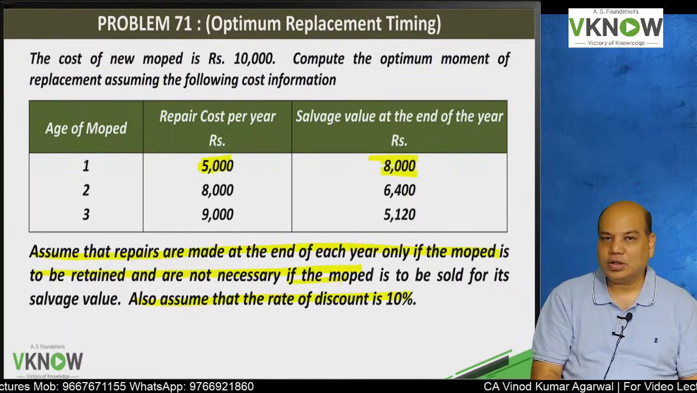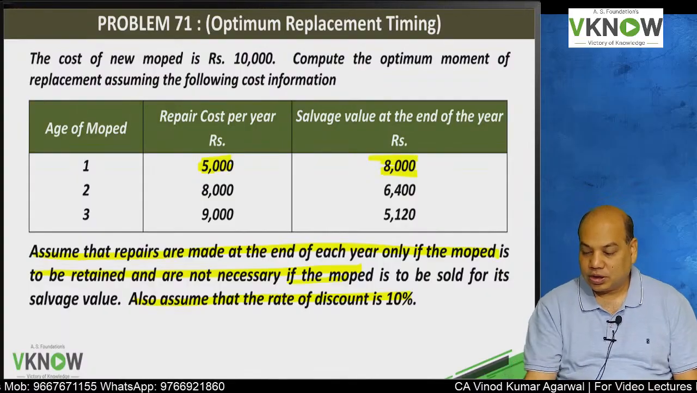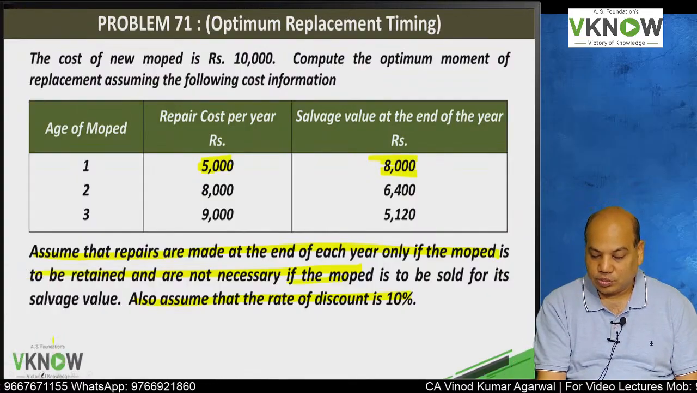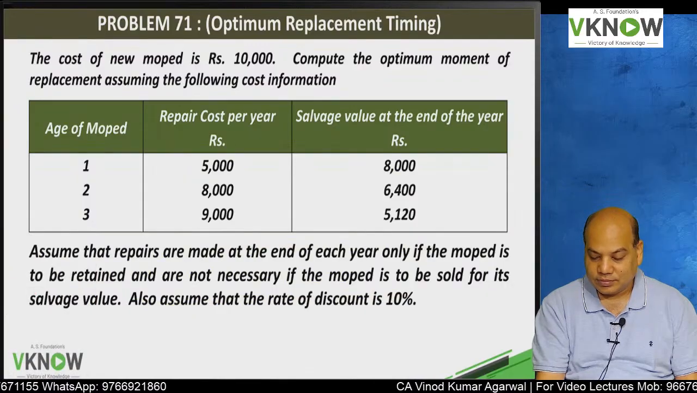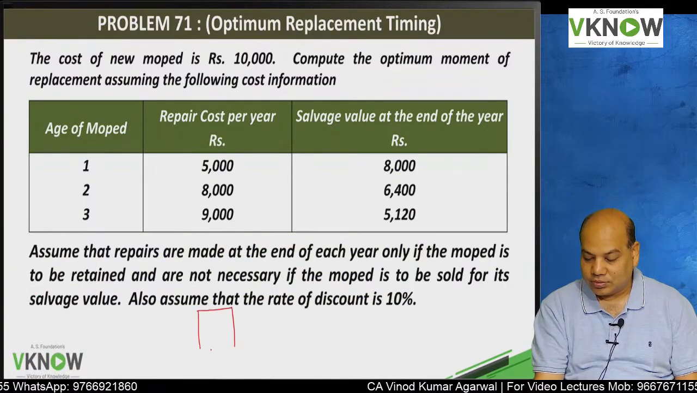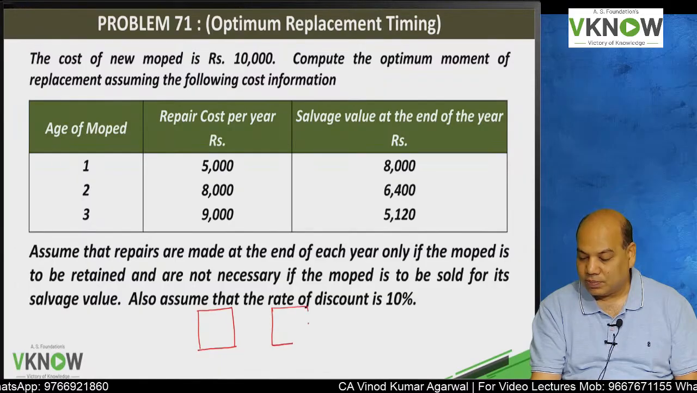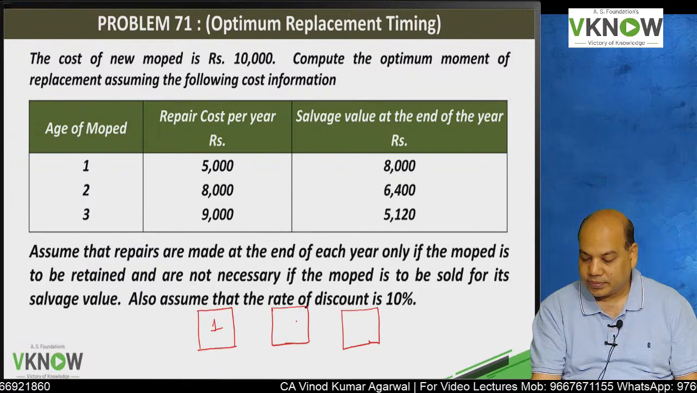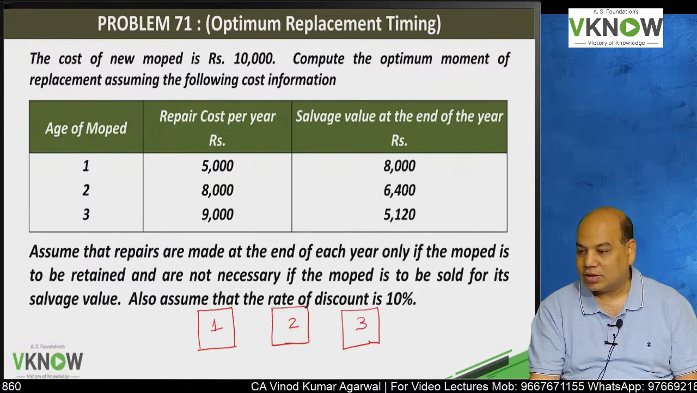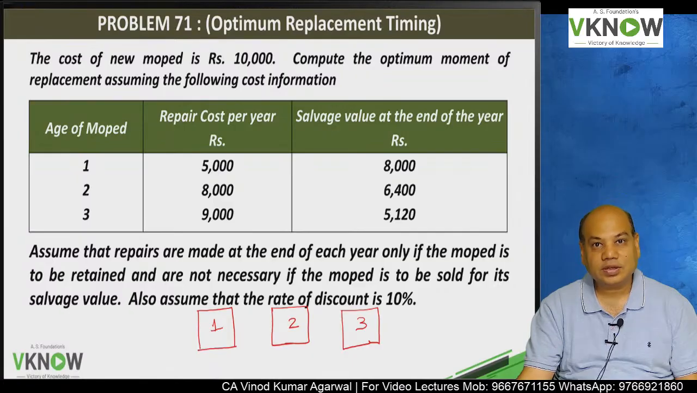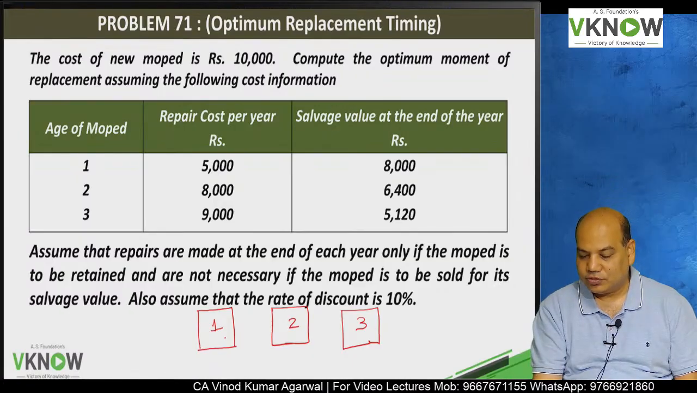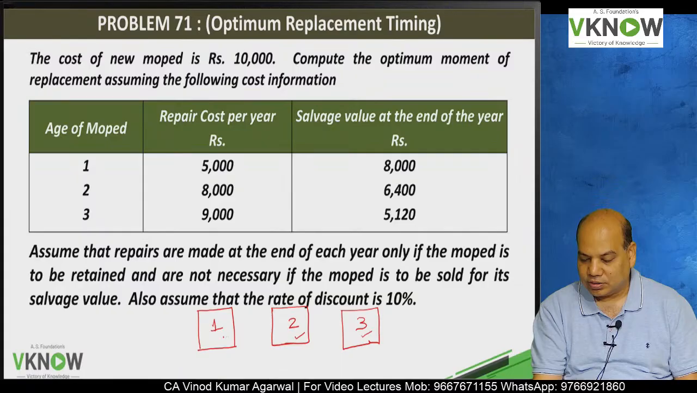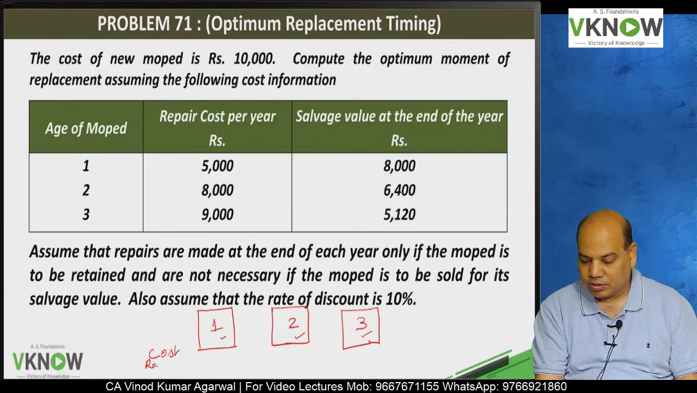So what should be the answer now? Now please visualize. Visualization is the most important thing in life. If you can visualize, you can do it. Assume that you are given a problem where 3 assets are there. Not one asset, 3 assets are there. Life is 1 year, life is 2 years, life is 3 years. And then you are given the cost of the asset, repair of the asset, salvage value.